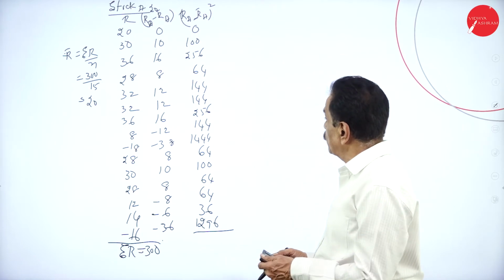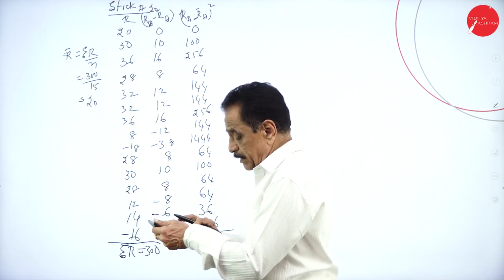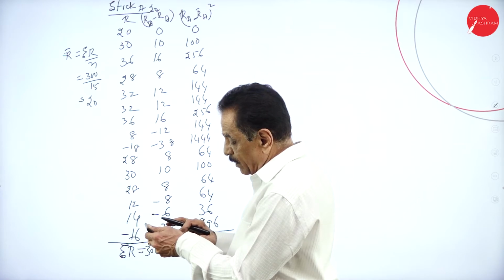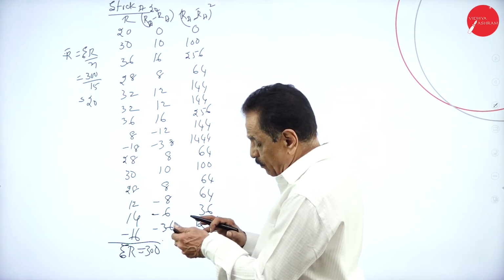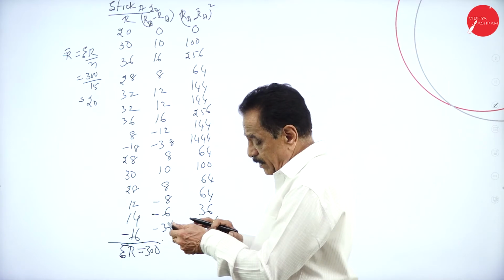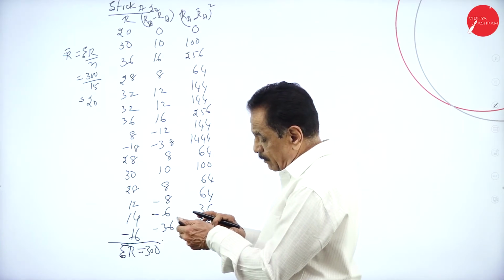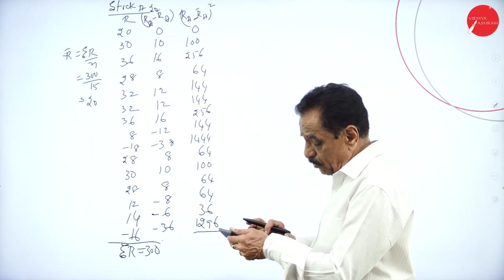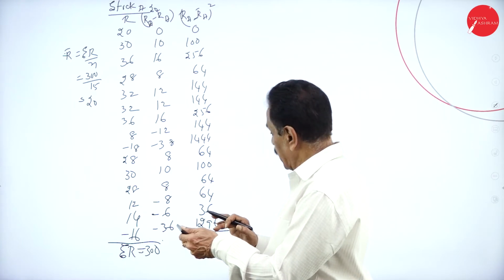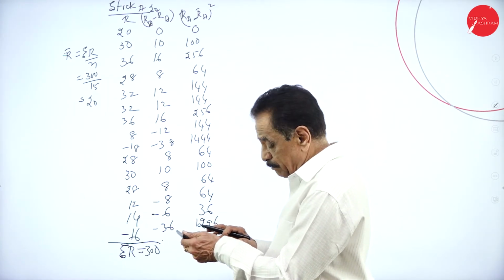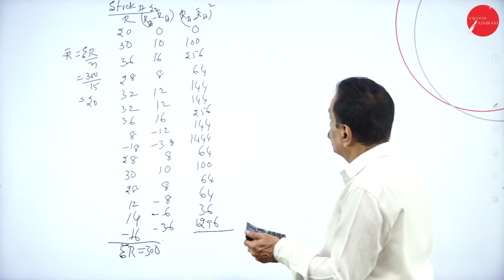This is R A minus R mean A squared. So this is 100 plus 256 plus 64 plus 144 plus 144 plus 256 plus 144 plus 1444 plus 64 plus 100 plus 64 plus 64 plus 36 plus 1296, which is 4176.